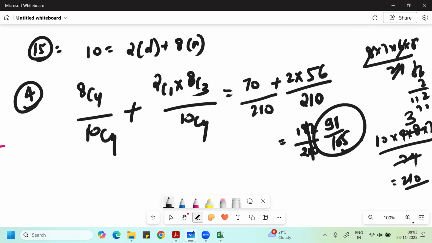8C4 is 8 into 7 into 6 into 5 by 24, which is 70. For zero defective, and one defective, 2C1 out of 2, one defective and 3 normal: 8C3 is 8 into 7 into 6 by 6, 56. 56 twos is 112. 112 plus 70 is 182 by 210.